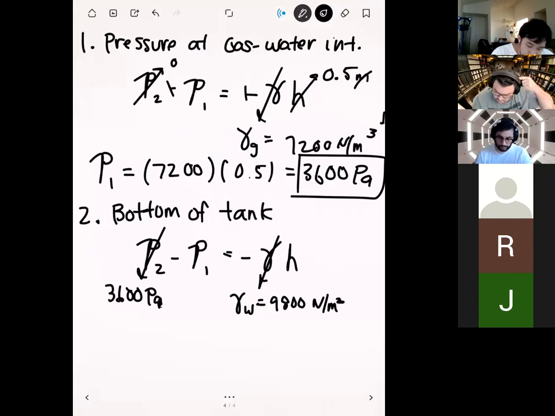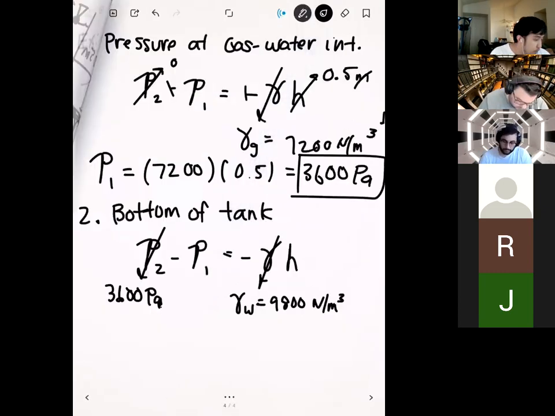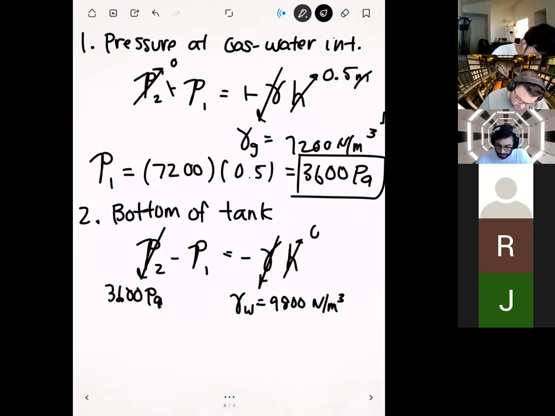Okay. And so the next thing that we can plug in is the specific weight. And so since, going from this new point 2 to this new point 1, we're traveling through water, right? And so the specific weight that we're going to use there is that of water, right? So the specific weight of water, which is given to us in the problem, is 9,800 newtons per meter cubed. Okay. And then finally, the height difference between them is going to be 0.1 meters.